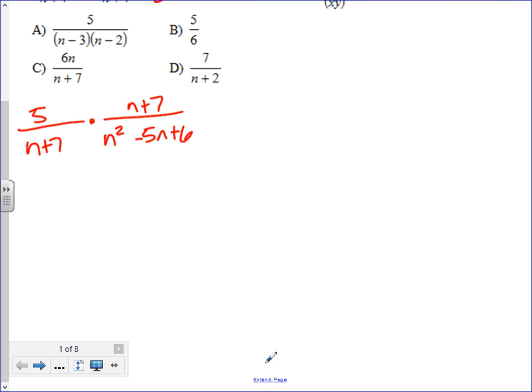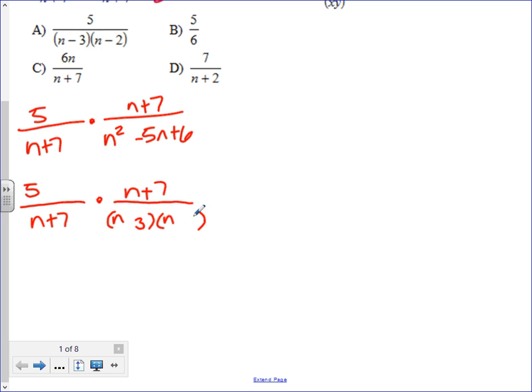Okay. What should you do next, Jacob? What can you factor here? No. You can factor n squared minus 5n plus 6. What are your factors for that? 3 and 2. You need 3 and 2.